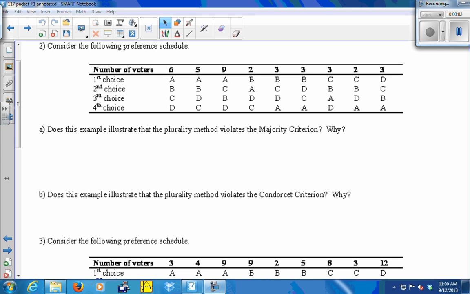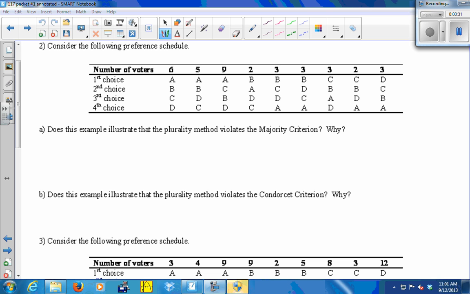Okay, so we have this preference schedule, and it says, does this example illustrate that the plurality method violates the majority criterion? So before we can start, somebody remind me what the majority criterion says. Yes, Ryan. When you have the majority of plurality votes being... Right, it says that you should be an automatic win, right? If you have more than half the votes, you should get an automatic win. So we have to determine if someone has more than half the votes.